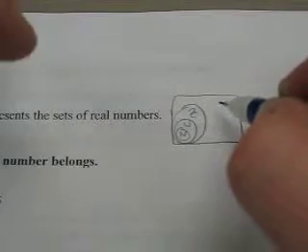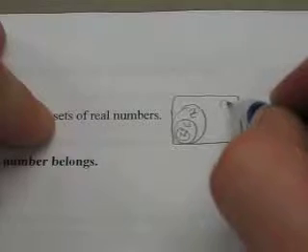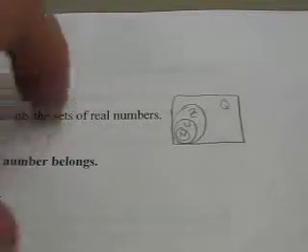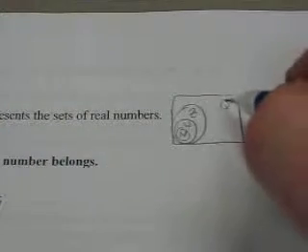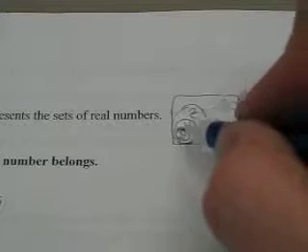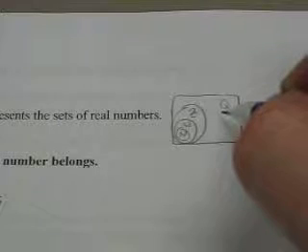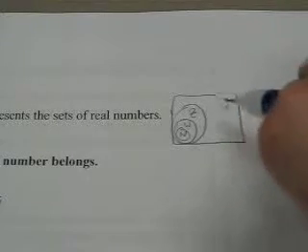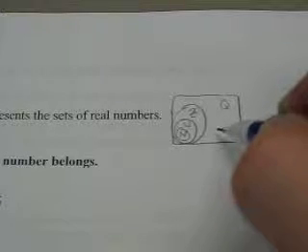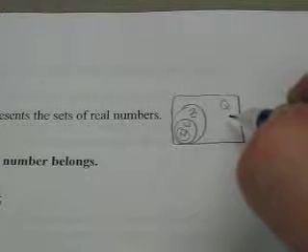So Z for integers. On the outside of that, we're going to put Q. Q stands for rational numbers. Rational numbers are made up of integers, whole numbers, natural numbers, and a couple of other types of numbers. We said that any fraction is going to be a rational number. Any decimal that terminates or repeats is going to be a rational number.